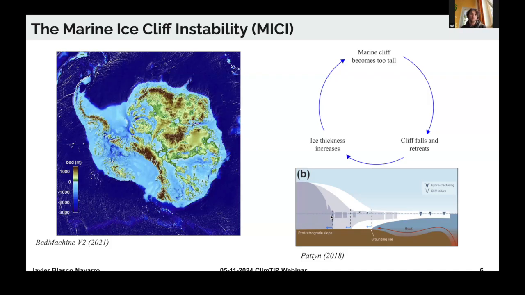We do not include this mechanism in our model, and that's why we do not get such high sea level stands. It's just a mechanism which was proposed, and what we try to say is we can reach such high sea level stands without the necessity of including marine ice cliff instability.